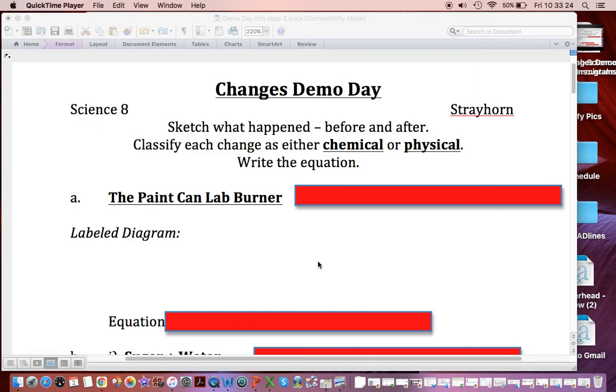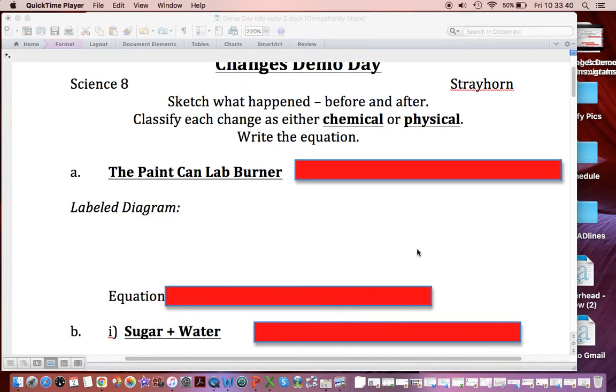Good day. You should now have watched all of the demos. You should have made diagrams of what things look like before and after. Those diagrams are to help you remember what you saw and also help you remember how to classify things as chemical or physical changes.